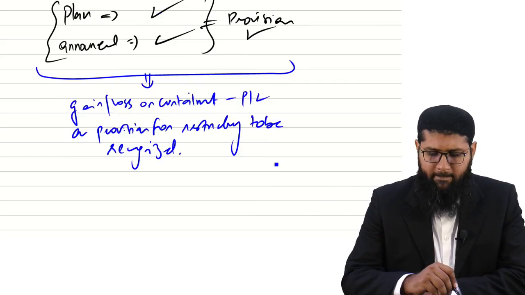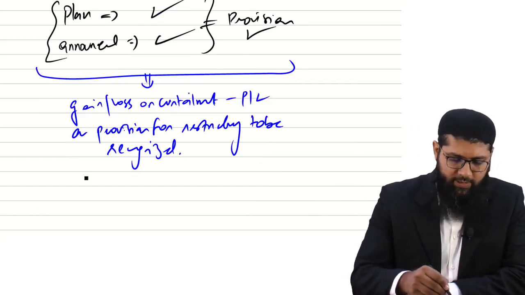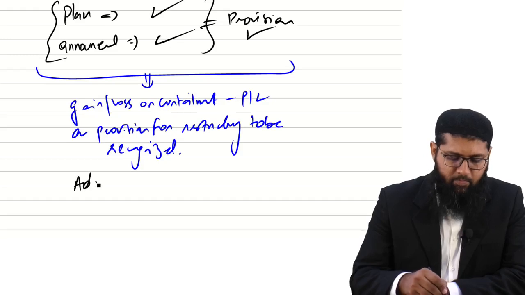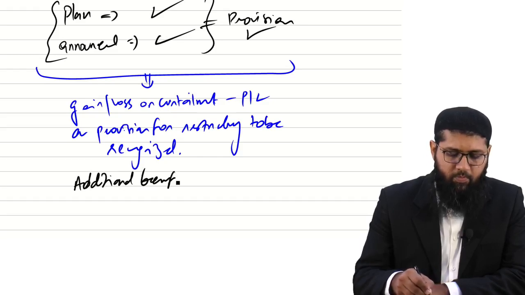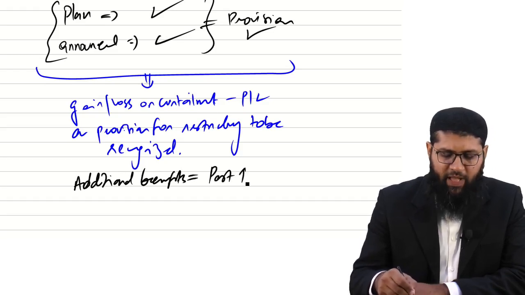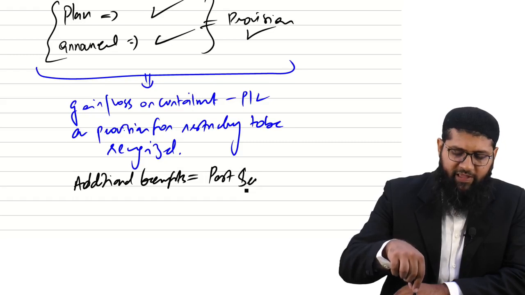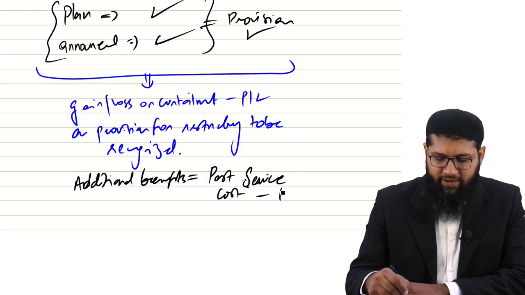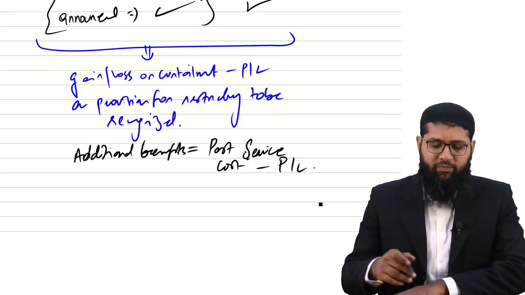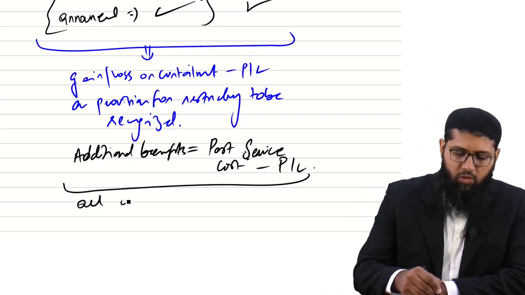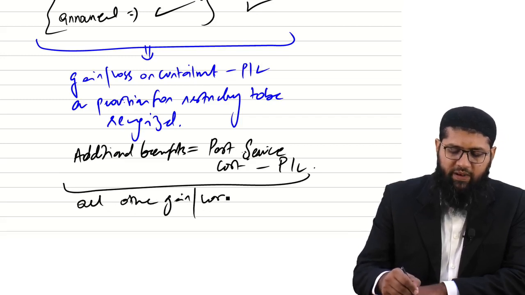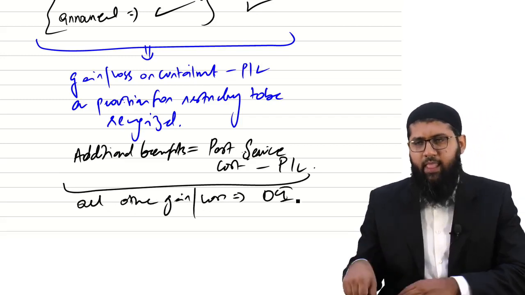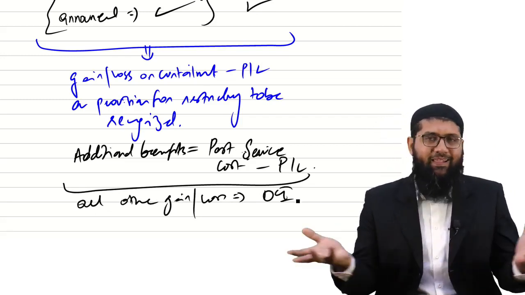Furthermore, the additional benefits to be treated as past service costs, and it is also to be recognized in the P&L. Now, all other gains and losses could be recognized in the OCI under the head of remeasurement gain or loss. So that is how you will be accounting for it.